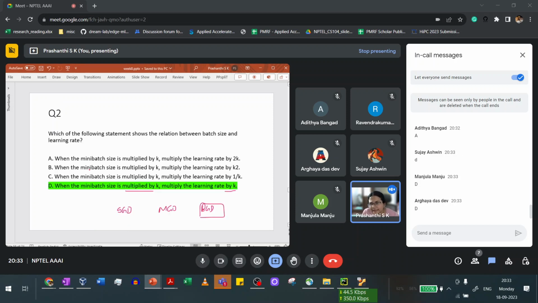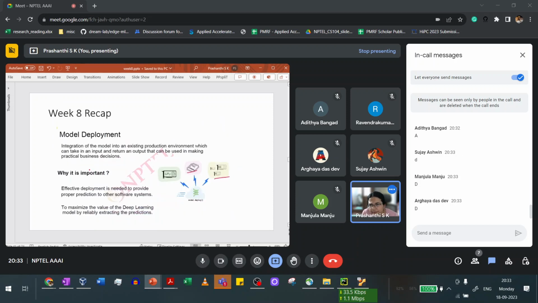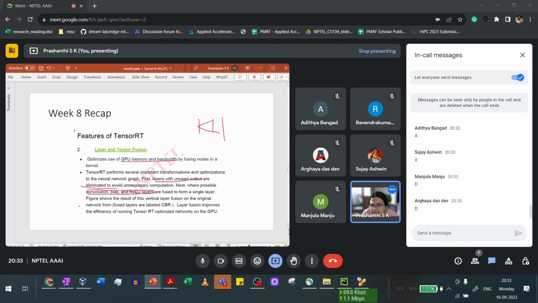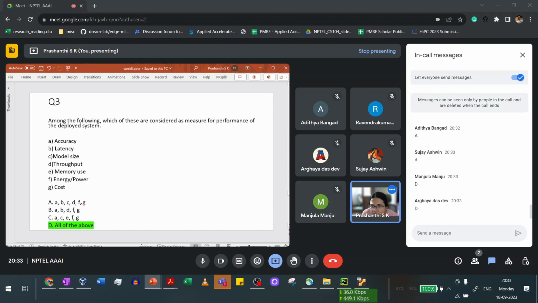Again, this is directly from the slide, so I don't think it will be too difficult. So look at this, right? It's exactly this. How do we characterize the performance of a deployed system? We use metrics like accuracy, latency, throughput, energy or power, model size, memory use, and cost. So all of those were your options: accuracy, latency, model size, throughput, memory use, energy, cost. So D, all of the above, is the correct answer.